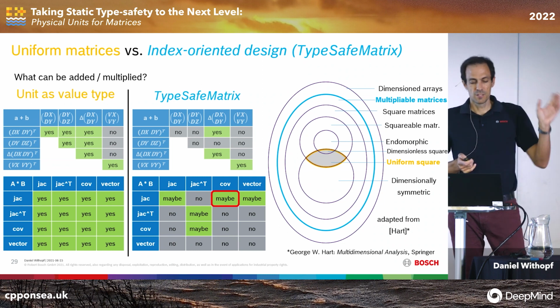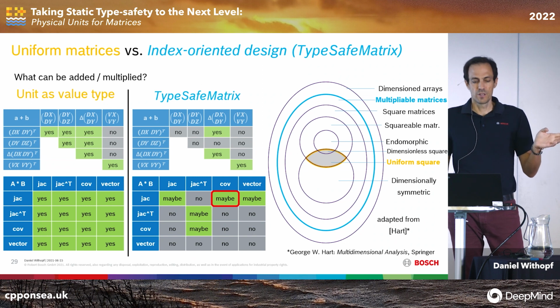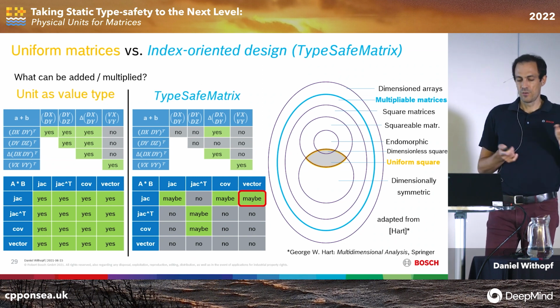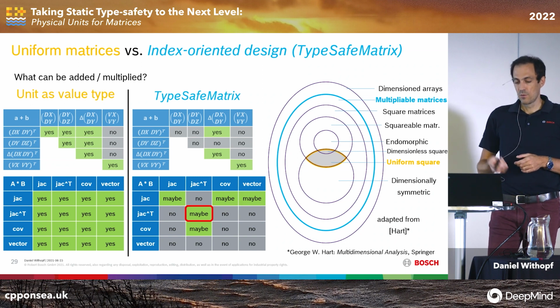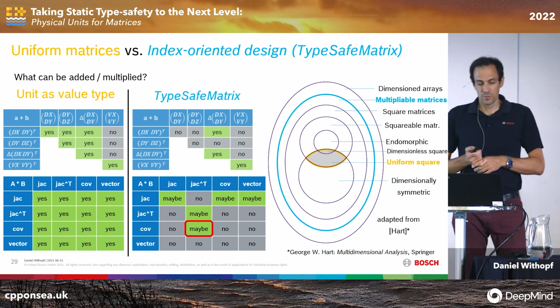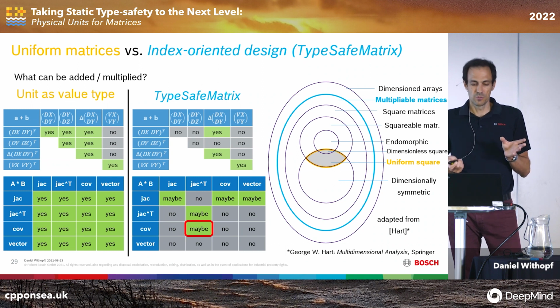We can also multiply a Jacobian on the left-hand side with the covariance. That's what we've seen earlier. Or a Jacobian with a vector, again, only if the indices match up. You can also multiply two transposed Jacobians or a covariance with a Jacobian transposed.